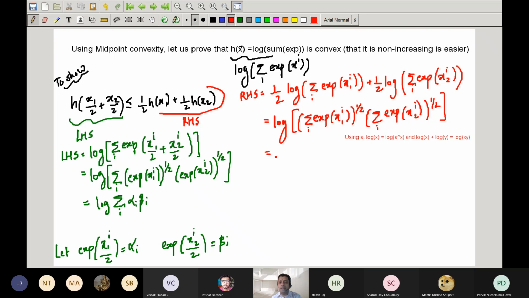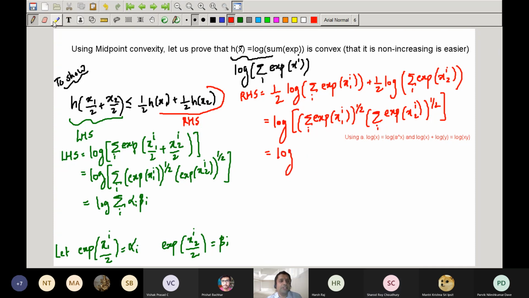Now what can I do? I can actually take the half again outside if you want. There are so many ways we can handle it. I want to basically put back the alpha i's and beta i's, right? We can do exp x1i as alpha i square, and same as beta i square. So what will this expand to? Log of, let's just substitute, it's alpha i square, beta.